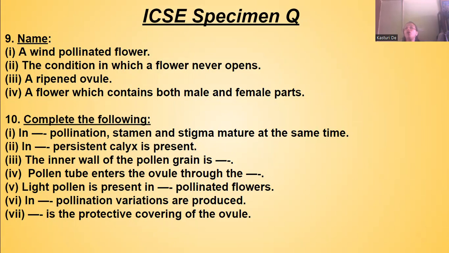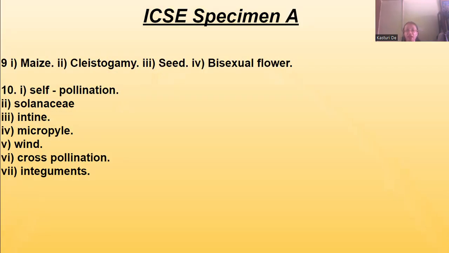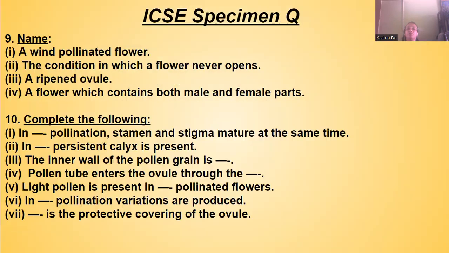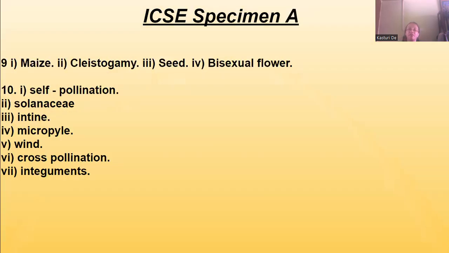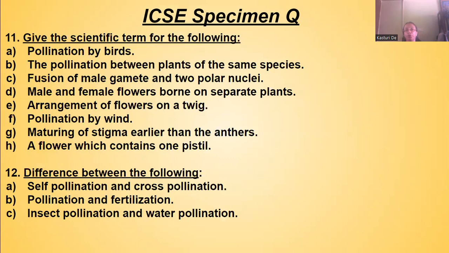The inner wall of the pollen grain is known as intine. The pollen tube enters the ovule through the micropyle. Light pollen is present in wind pollinated flowers. In cross pollination, variations are produced. The integuments are the protective covering of the ovule.